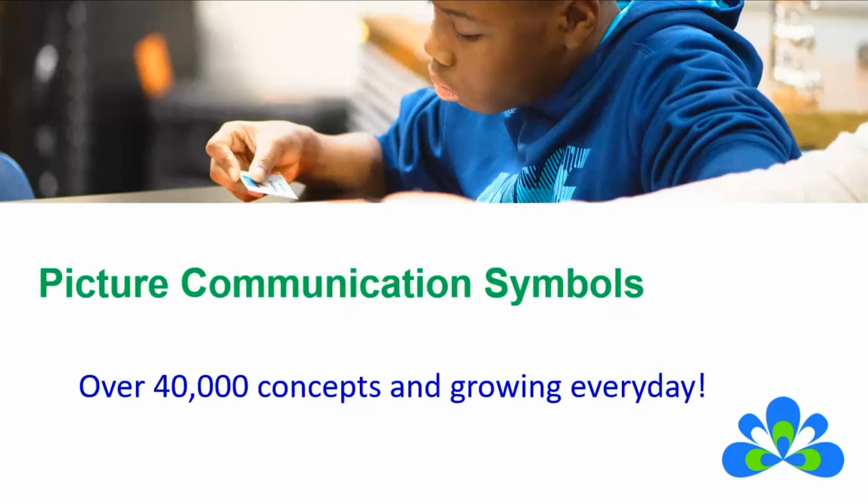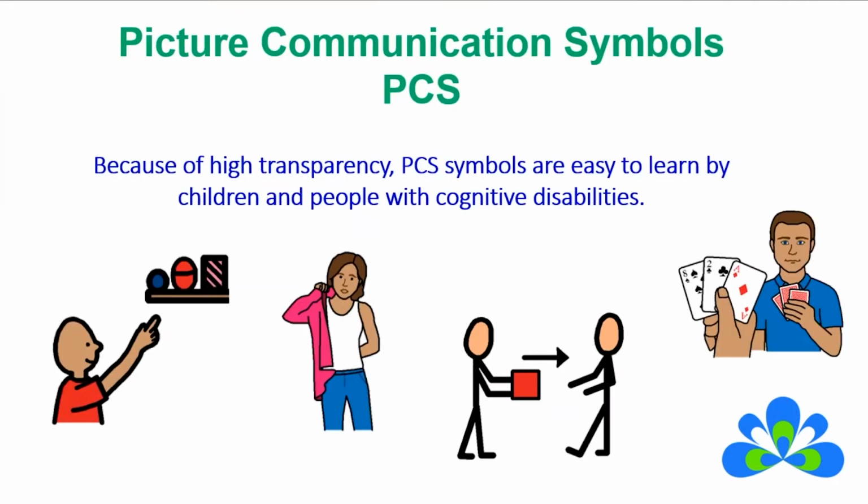So picture communication symbols, let's just talk about these. There are over 40,000 concepts and they're growing every day. So we'll do a quick overview of what the symbols are about. There are the picture communication symbols. They're highly transparent. PCS symbols are easy to learn by children and people with cognitive disabilities.